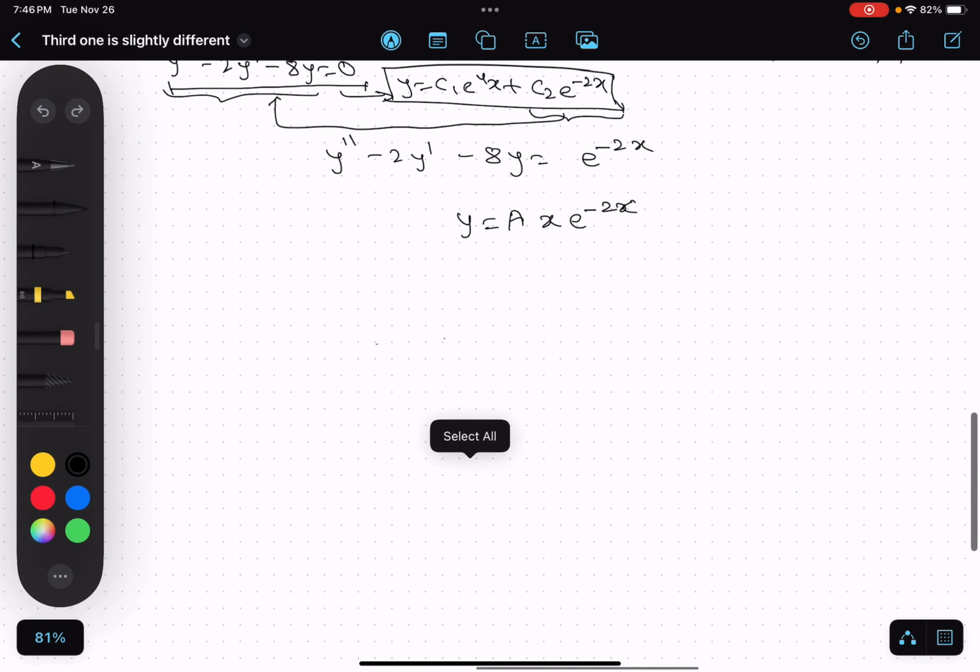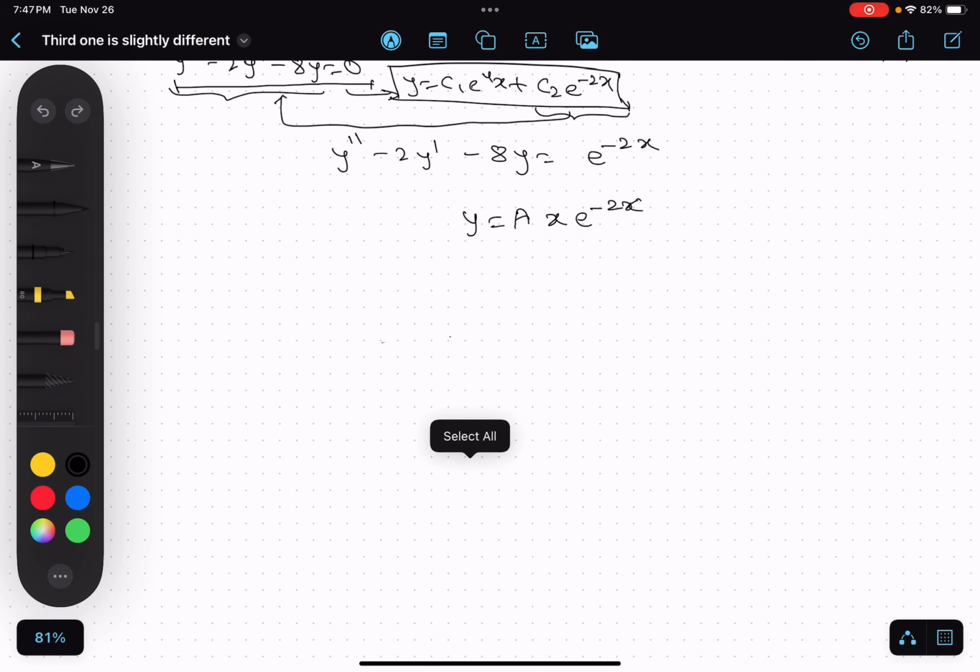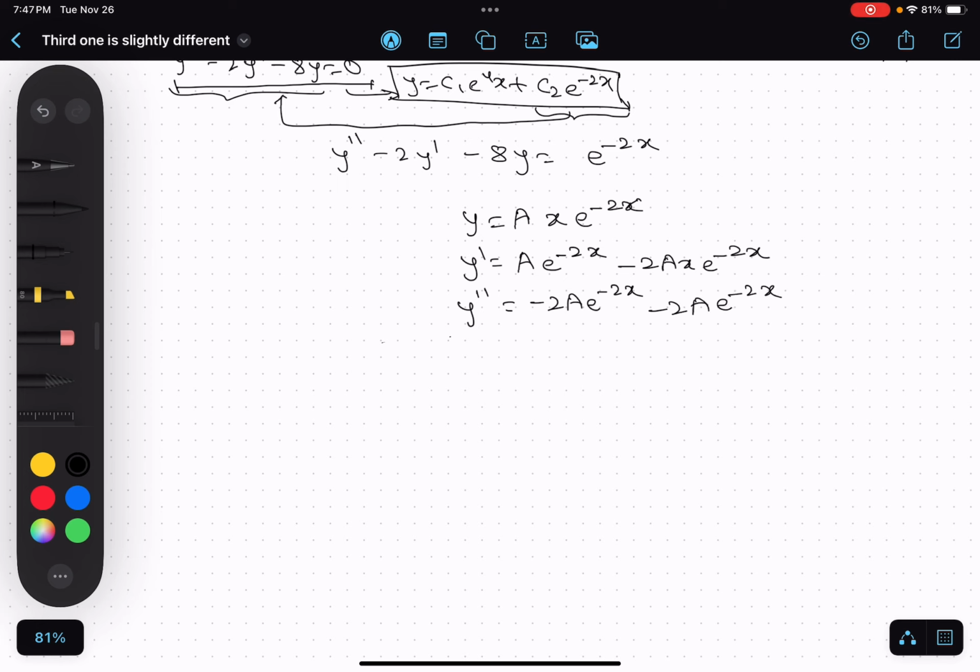And let's try to find a, and see if that will help us get e to the power minus 2x or not. If I take the first derivative, this will be a e to the power minus 2x minus 2a x e to the power minus 2x, right? Now the second derivative is minus 2a e to the power minus 2x, this is minus 2a e to the power minus 2x, this is plus 4a x e to the power minus 2x.